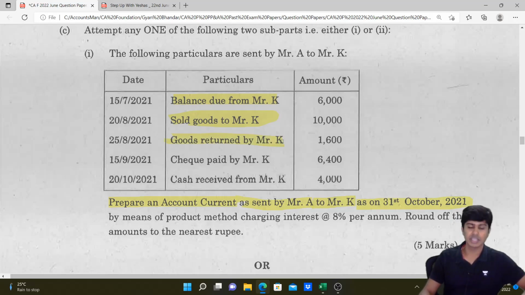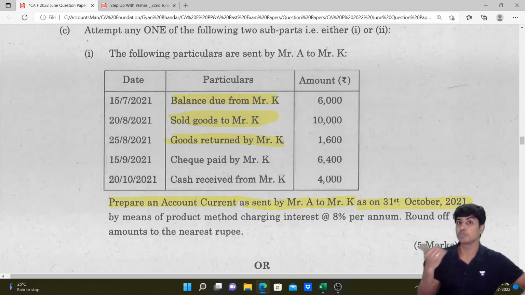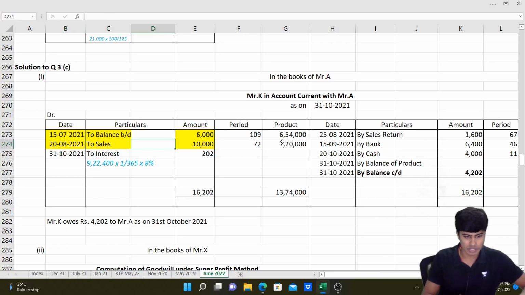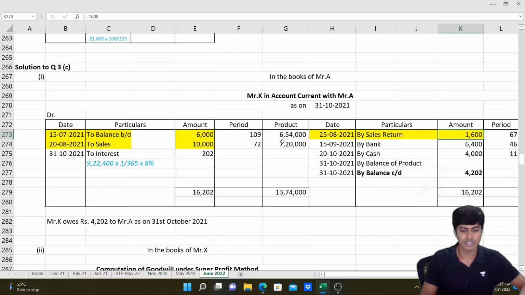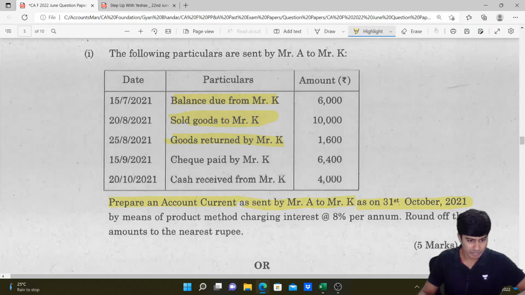Then what do we have? Goods returned by Mr. K. K has returned goods. If he wouldn't have returned goods, he was supposed to pay us money. So amount receivable from K will reduce. Debtors balance will reduce. This has to come on the credit side. In another way, it is sales return. Journal entry is sales return account debit to K. This is like K account. So I'll write on the credit by sales return 1,600. Got it?